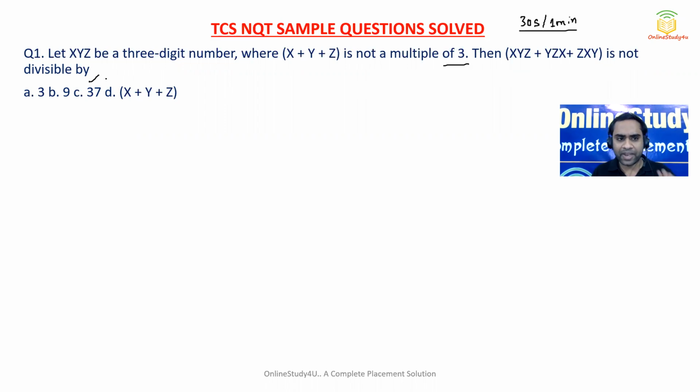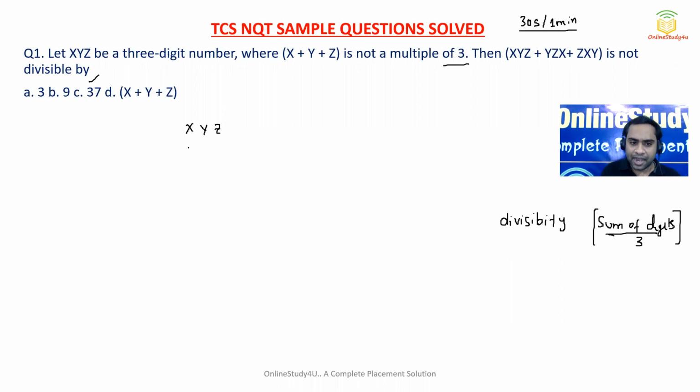Now, here what we can do, we can assume xyz such that it is not a multiple of 3. So friends, we know the divisibility rule of 3, right? What is the divisibility rule of 3? The sum of digits should be divisible by 3. So this is nothing but the divisibility rule of 3.